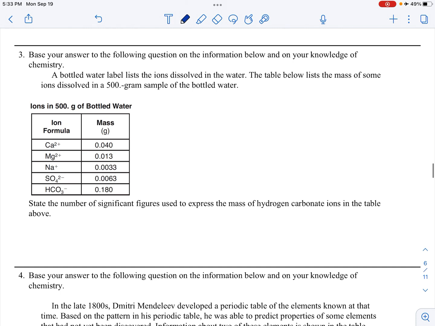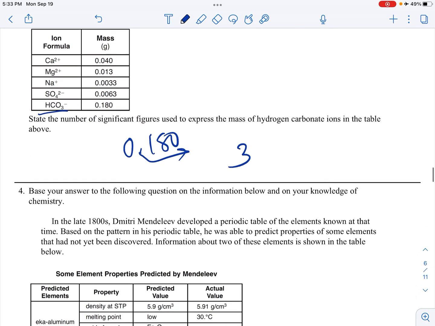Please read this, and then it says, state the number of sig figs used to express the mass of hydrogen carbonate ions in the table above. So hydrogen carbonate, although we have not looked at formulas yet, the only one that contains hydrogen is this last one. So here's my number. When you have a number smaller than 1, obviously it has a decimal place, so we start at the decimal place and we count over. So 3 sig figs for that one.